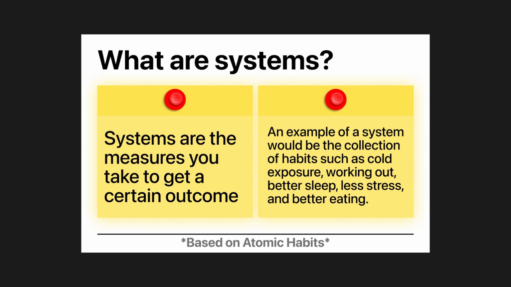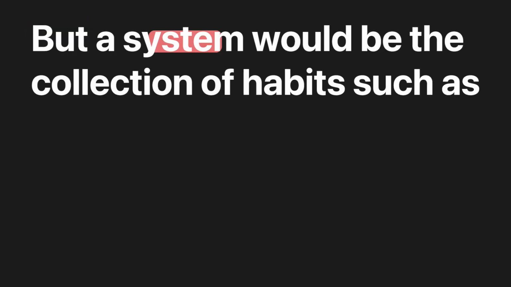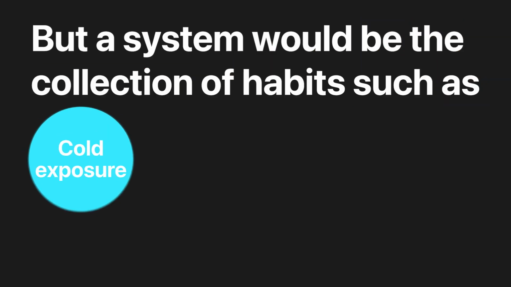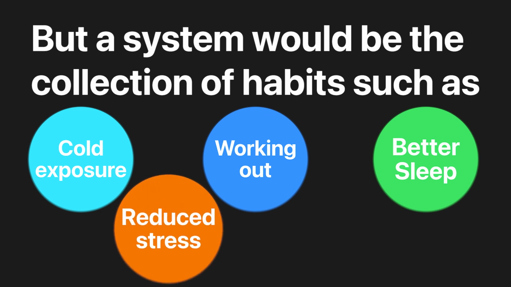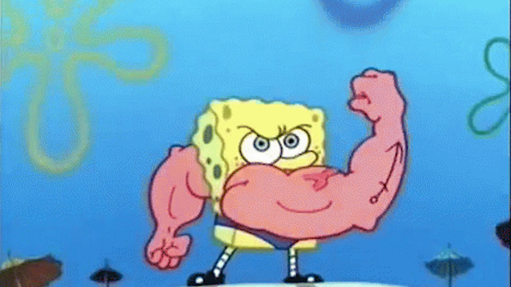For example, if I am trying to become more muscular, a habit would be to work out, but a system would be the collection of habits such as cold exposure, working out, better sleep, less stress, and better eating, all in one cumulative effort to become more muscular.